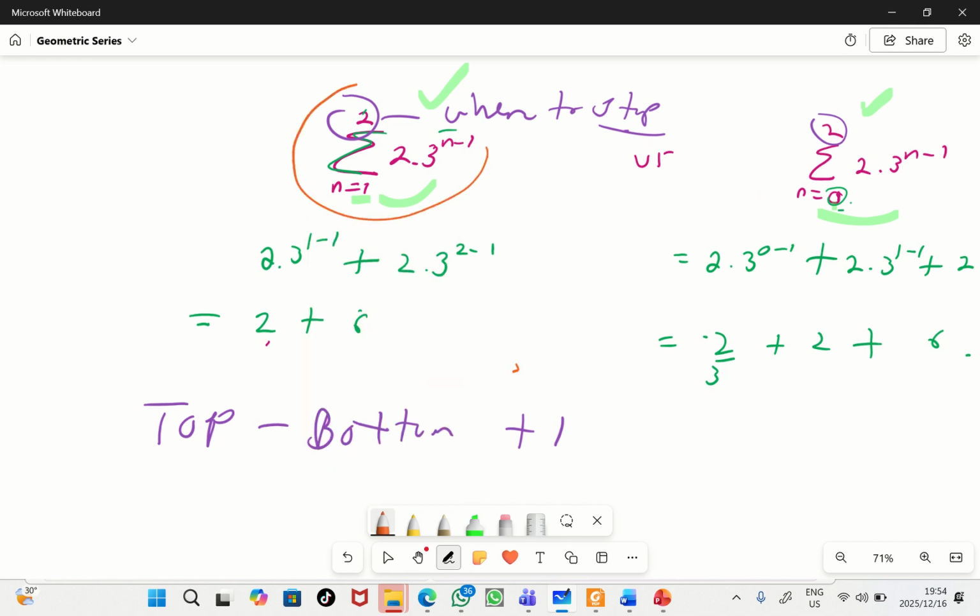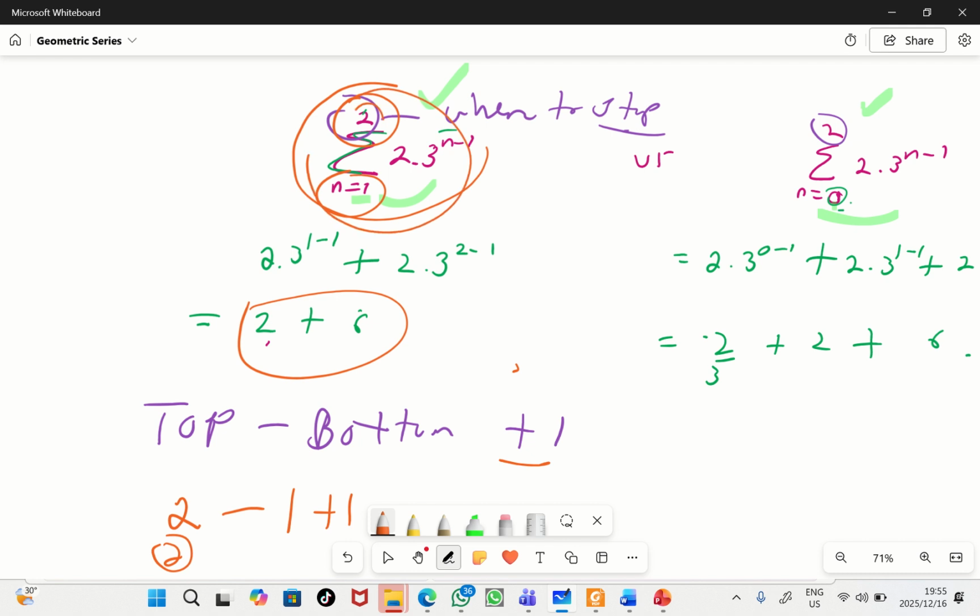So let's check if this formula works for the first series. For this one, top is 2 minus bottom is 1 plus 1. The one is always there. This gives us an answer of 2. So therefore, there are only 2 terms in this series. This specific sigma series ends there.